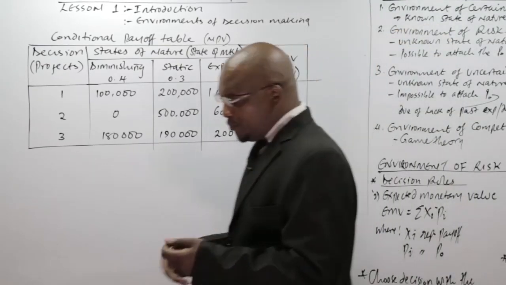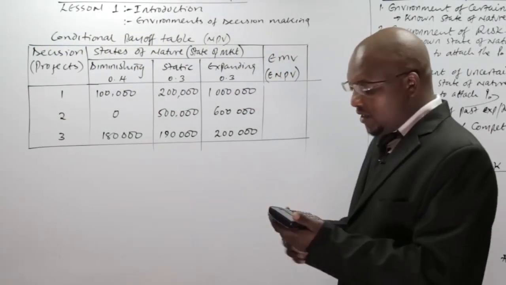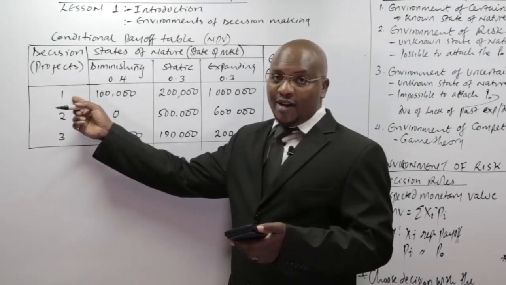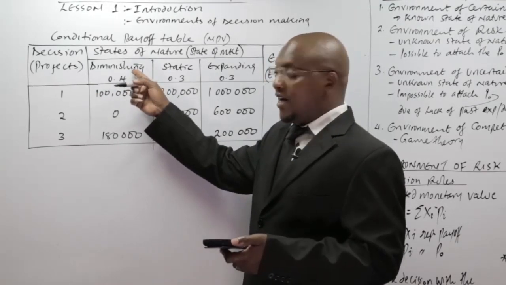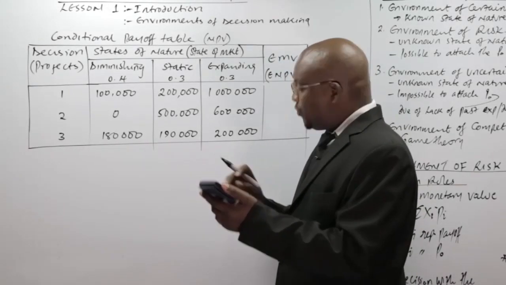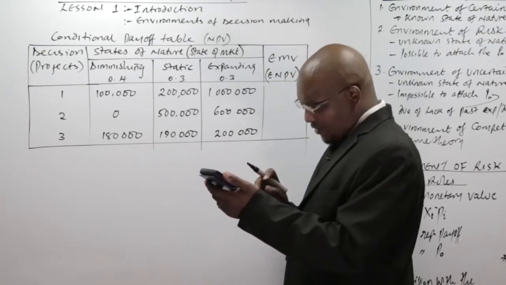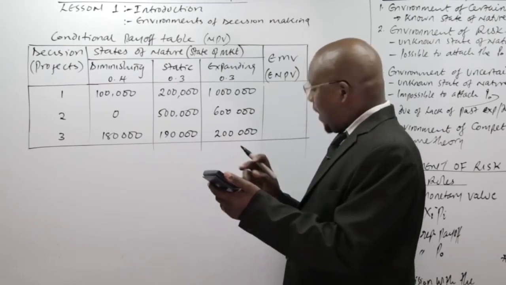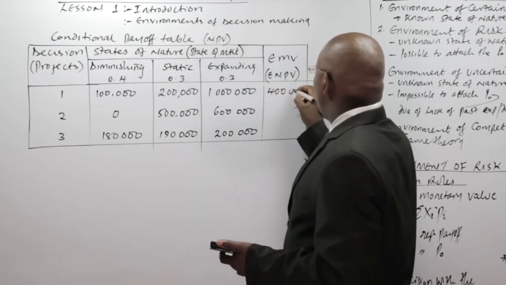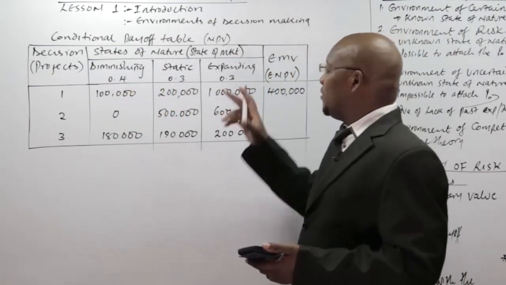Now we are going to compute, like we have indicated in the formulas, by taking the payoff and multiplying by the probability. For example, if we select project 1, the possibility of earning 100,000 is when the market is diminishing, which is 0.4. So we take 100,000 multiplied by 0.4, plus 200,000 multiplied by 0.3, plus 1 million multiplied by 0.3 also. This gives us an average of 400,000, the average outcome between 100,000 the lowest and 1 million the highest.